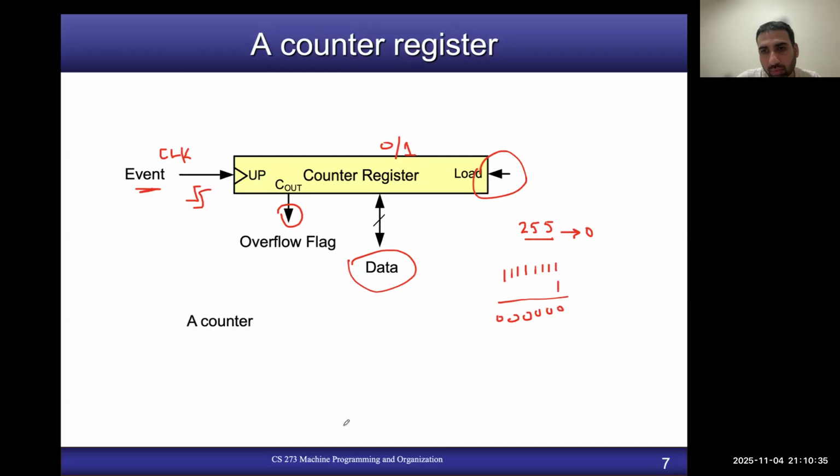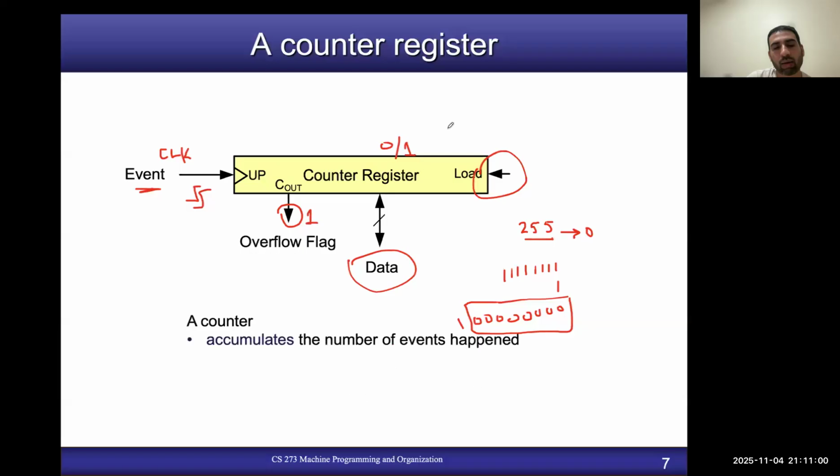Sorry. You will get 8 zeros and 1. So in total 9, but we have an 8-bit register. So the value which is stored in the register is basically all zeros. That's why we say an overflow happens from 255 to 0. When an overflow happens, this flag will be set equal to 1.